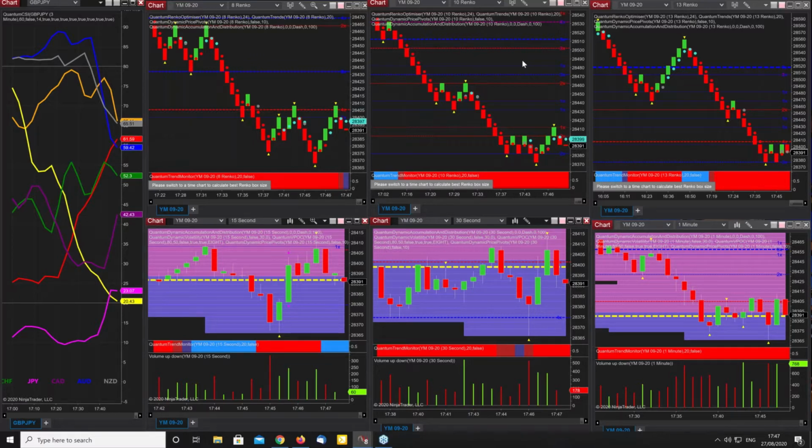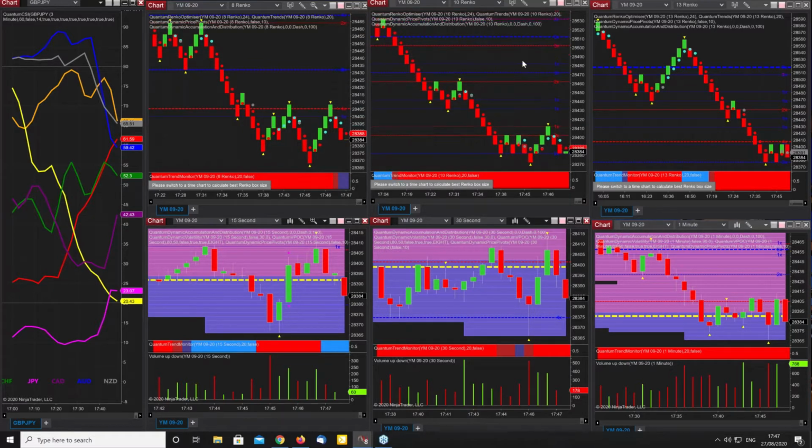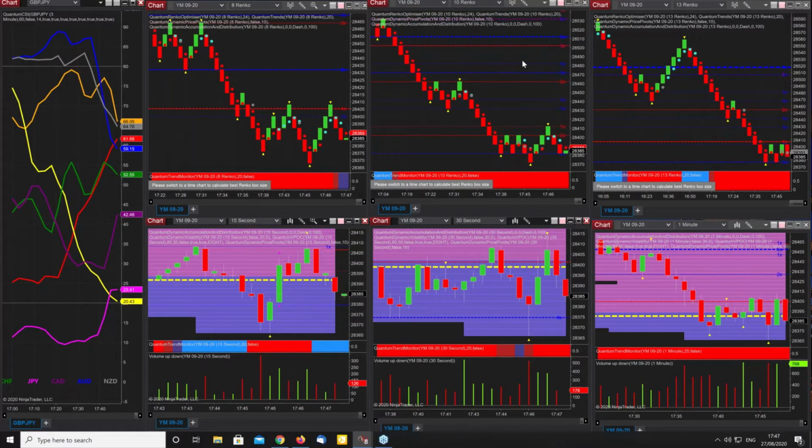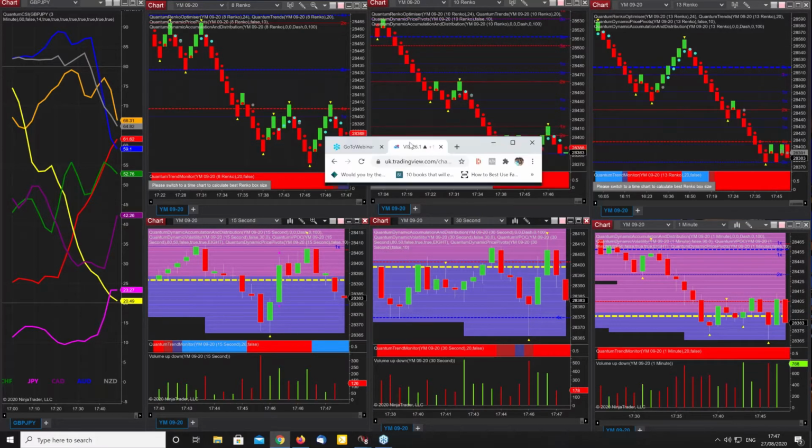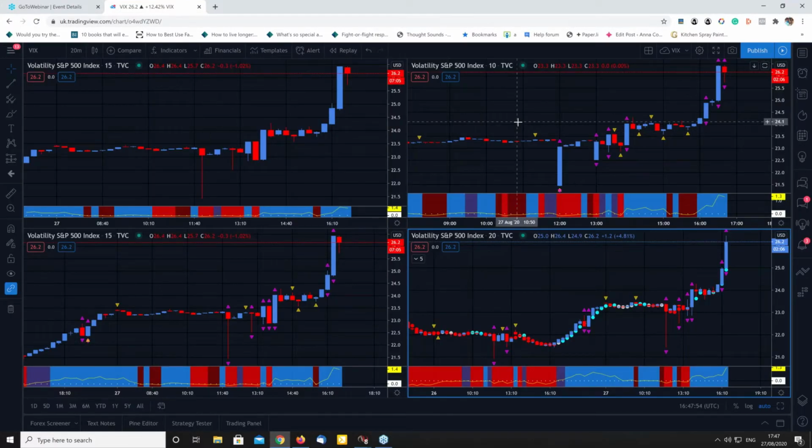Why is this going up? Why is that going down? Shouldn't it be going the other way? Those sorts of things which go through your head, just put them to one side and just trade what you see on the chart. And if you have the VIX up, which I've got over here, just pull this across. This makes it even more straightforward.